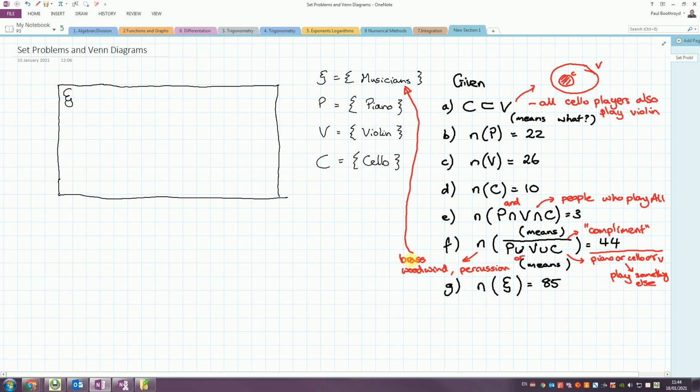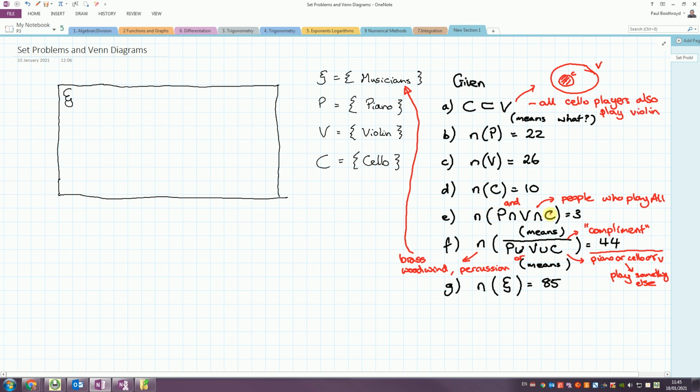Doesn't matter if someone plays a brass instrument and the piano, they wouldn't be in this group. They wouldn't be counted here, because they play the piano, so they'd be included with the pianists. But someone who plays just the brass instrument isn't counted in the union, they'd be in the complement of it. So we've now got to draw a diagram that will allow us to actually solve the problem of how many people do what for piano, violin, cello within this orchestra.